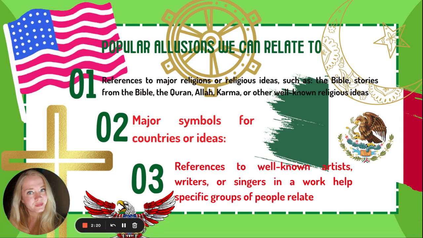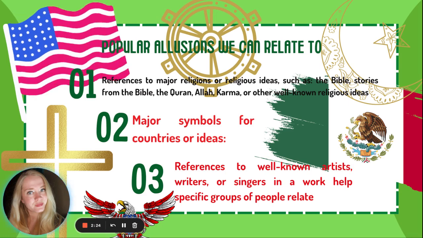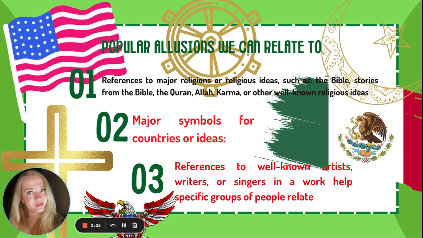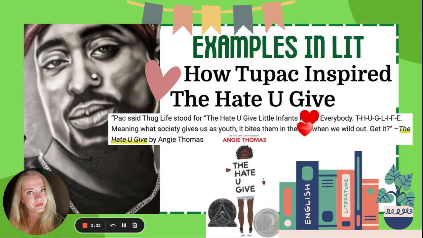The last category is going to be our references to well-known artists, writers, or singers in a work. So, for example, if it happened to be young adult literature, there might be references to pop culture that people might know and relate to help them dig into their text. So, to give you an example of this, if you've ever read the book The Hate You Give by Angie Thomas, the title of her novel, The Hate You Give, actually ties back to Tupac.